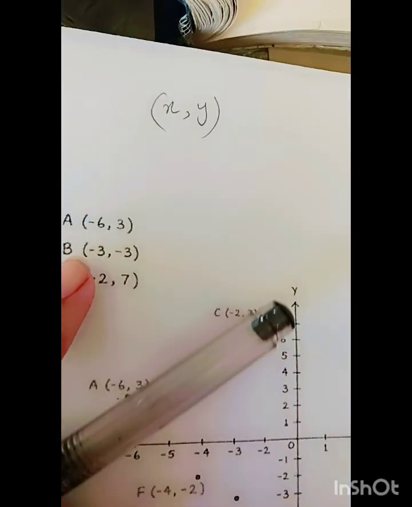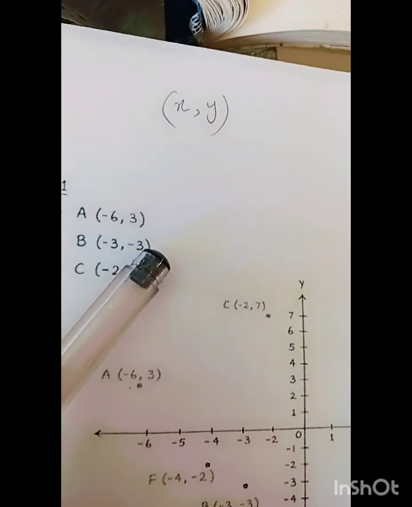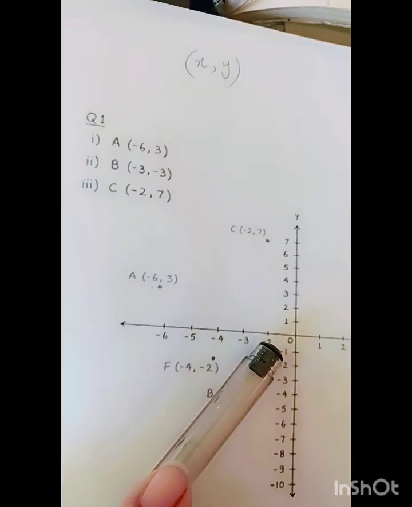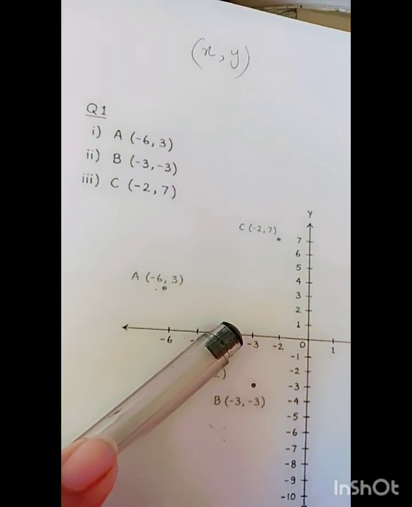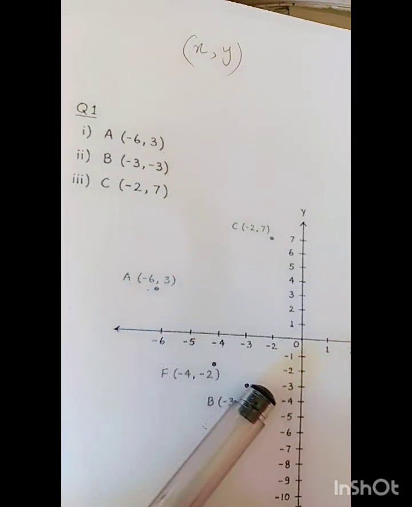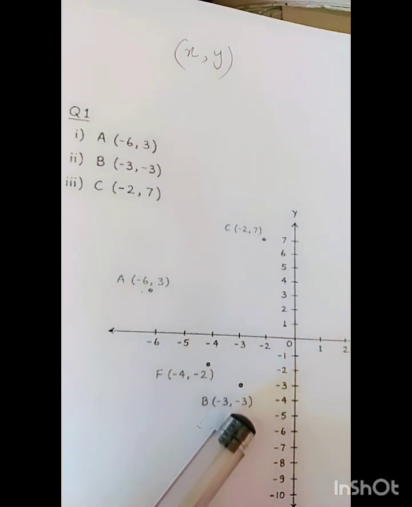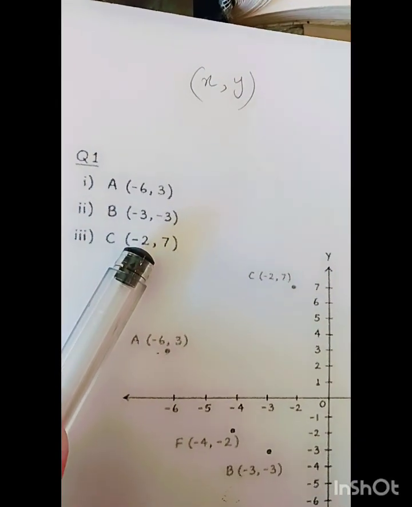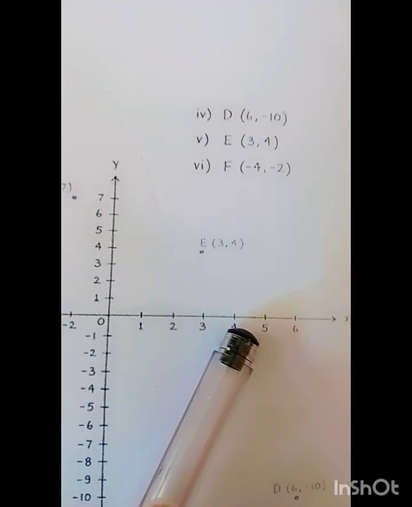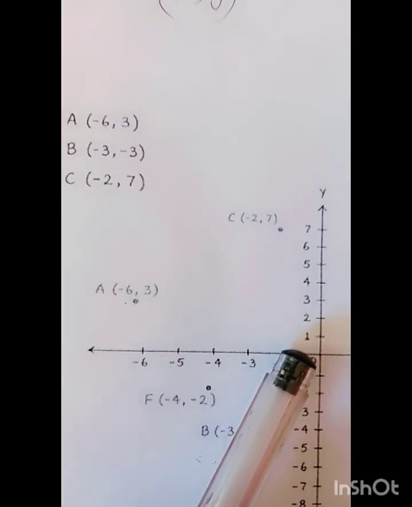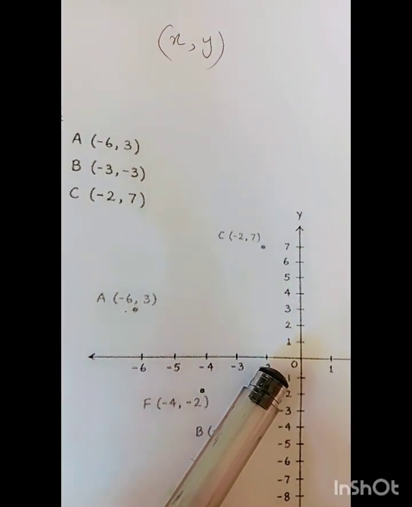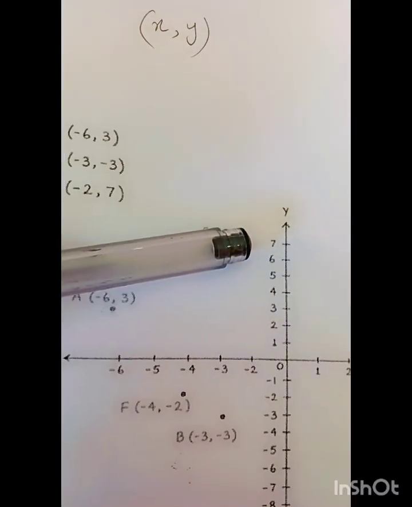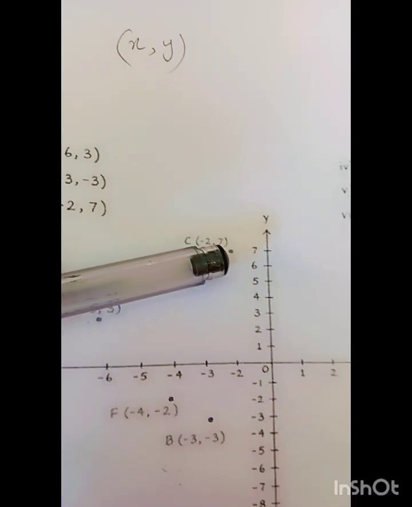Now see point B, minus 3, minus 3, so x and y both are in minus, so this is the minus side of x and this is the minus side of y, so minus 3 and minus 3, this is your B point. Now the C point is minus 2, 7, which means x is minus and y is positive, so minus 2 and 7, and it becomes your C point.